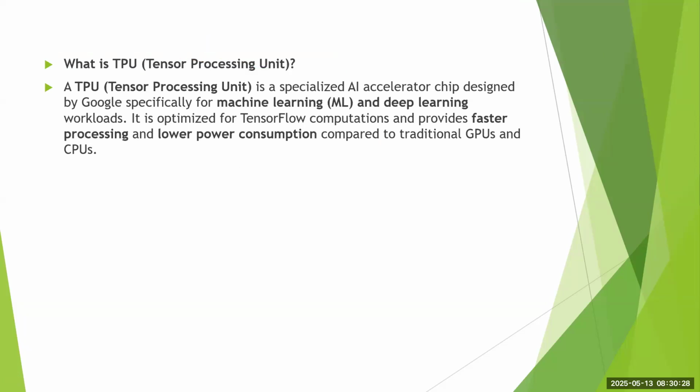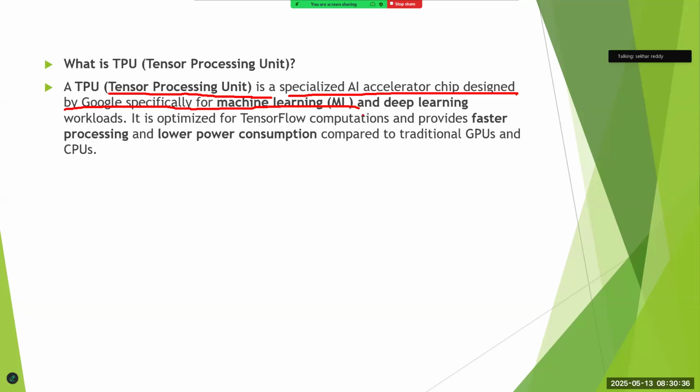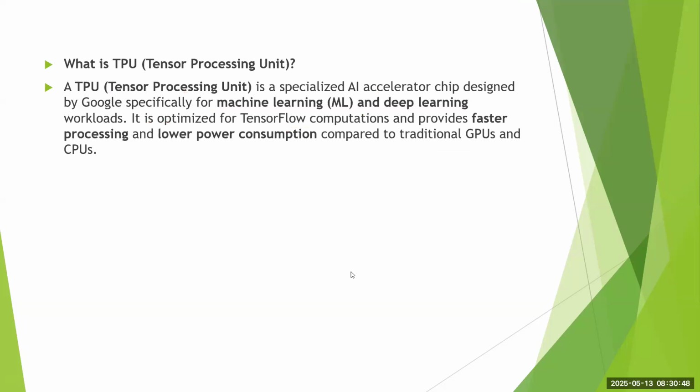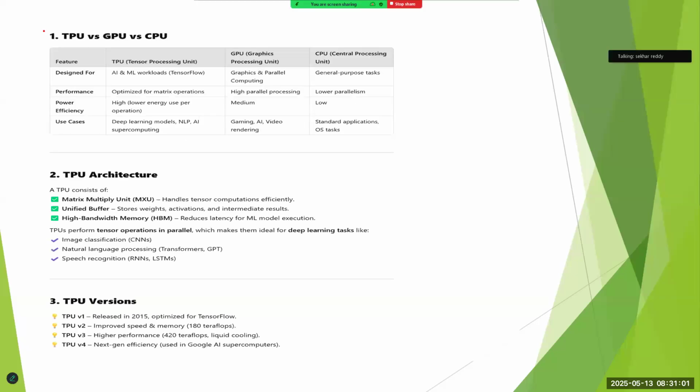TPU, Tensor Processing Unit, is a specialized AI accelerator chip designed by Google especially for machine learning and deep learning. It is optimized for TensorFlow computation and provides faster processing and low power consumption compared to traditional GPU and CPU, guys. TPU is the latest. If you are expecting good performance, you can use TPU, the Tensor Processing Unit. What is the difference between TPU, GPU, and CPU?